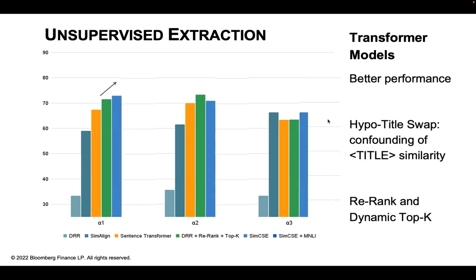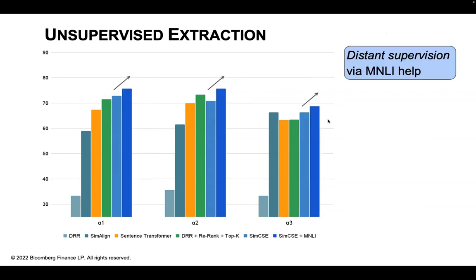However, we don't find very significant improvement in the alpha 3 zero shot case, which is hard. Then we also tried transformer models. Here we found that transformers further improved the performance on alpha 1 and alpha 2. We also made one more trick. We tried to control for the factor of title similarity. For that, we do a hypothesis title switch. Again, here also we do re-ranking and dynamic top K to push the model performance. Lastly, we use some kind of distant supervision with the MNLI data, where we use the MNLI entailment and contradiction pairs as positive and neutral as negative examples for contrastive learning, and this supervision can really push the performance for all three sets, alpha 1, alpha 2, alpha 3.